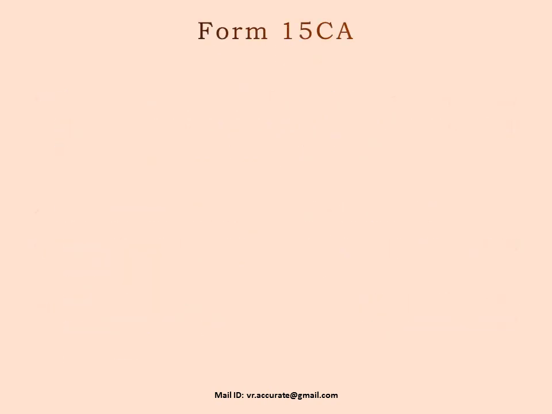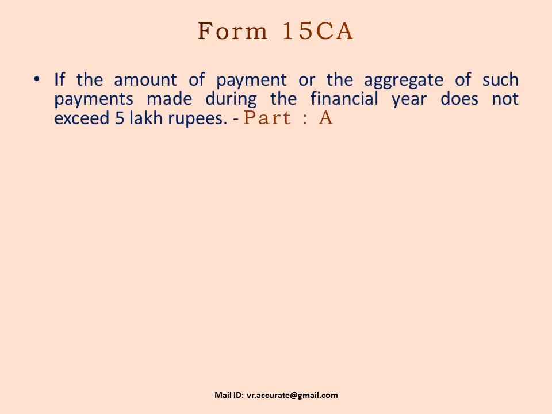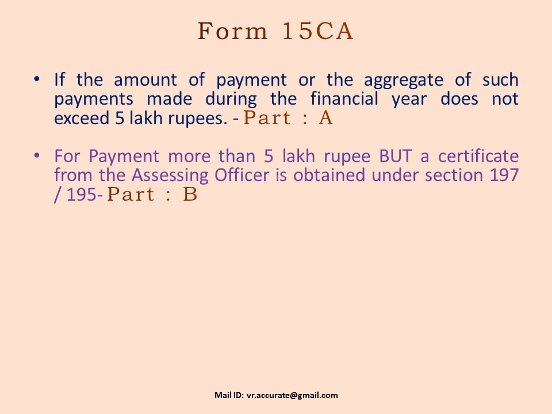Now, let's discuss about Form 15CA. There are 4 parts in Form 15CA, Part A, B, C and D. If the amount of payment or aggregate of such payment made during the financial year does not exceed rupees 5 lakhs, then we have to give details in Part A. For payment more than 5 lakh rupees but a certificate from the assessing officer is obtained for non-deduction of TDS, then we have to give the information in part number B.